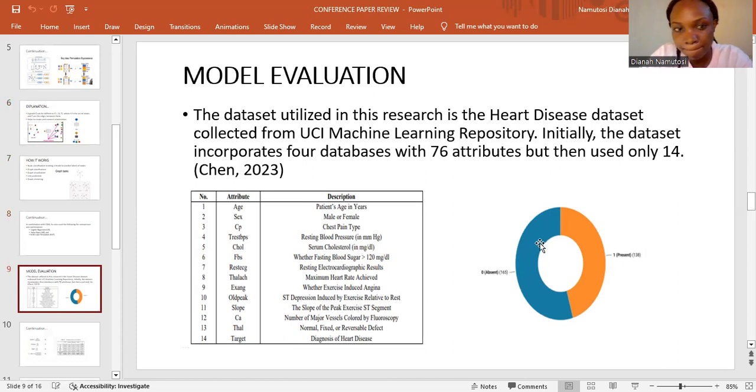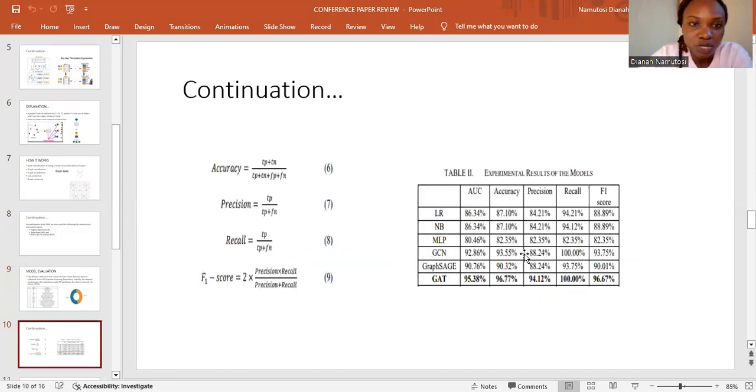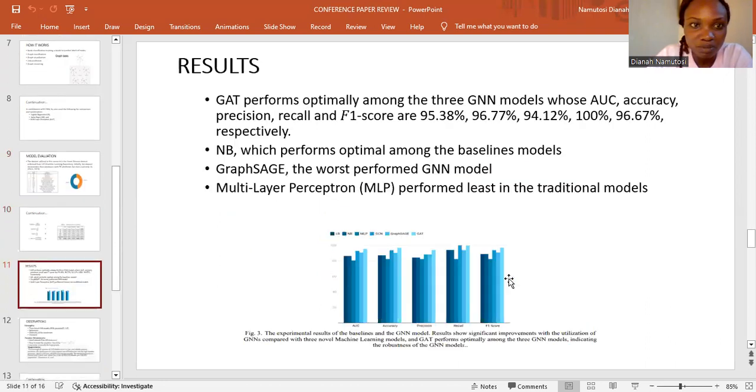On the right here, the blue are the people who did not have the disease, and the orange are the people who had the disease, so it was almost balanced. He went ahead in the model evaluation to calculate the accuracy, precision, recall, and F1 score, and these are the results he got. I'll explain them below.